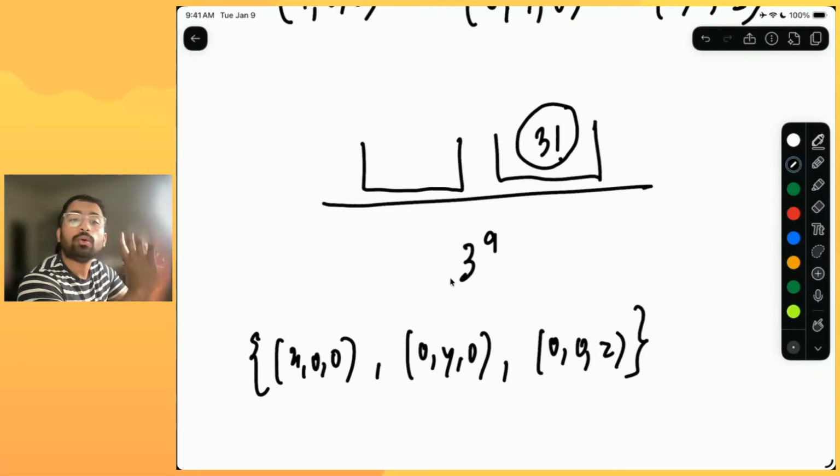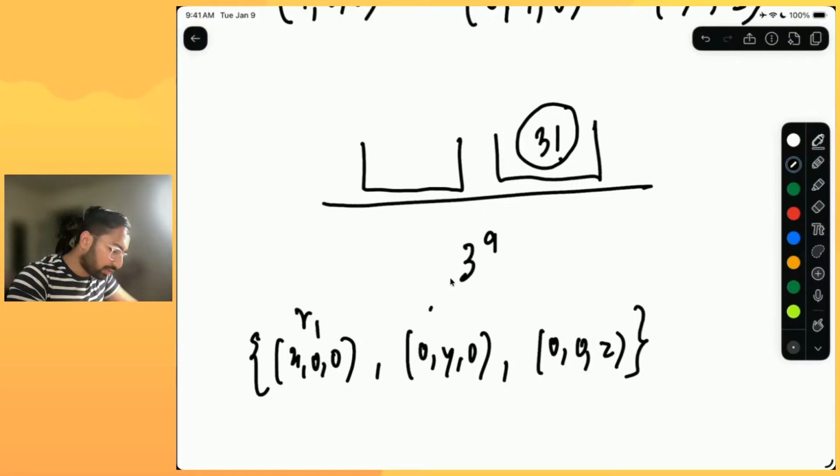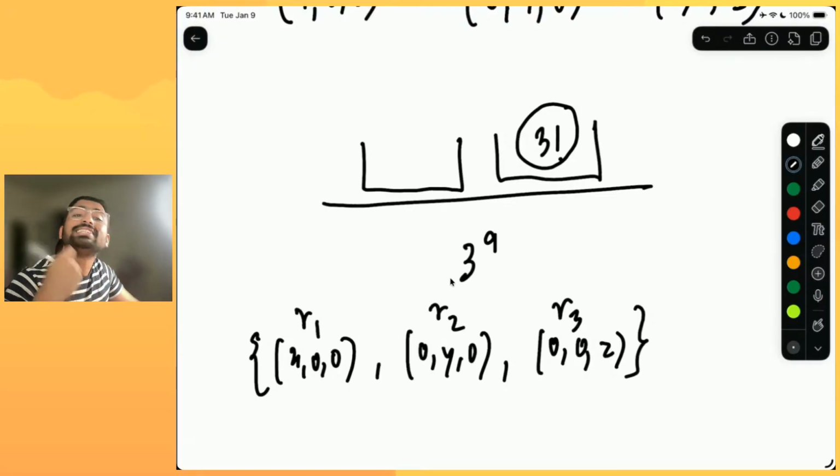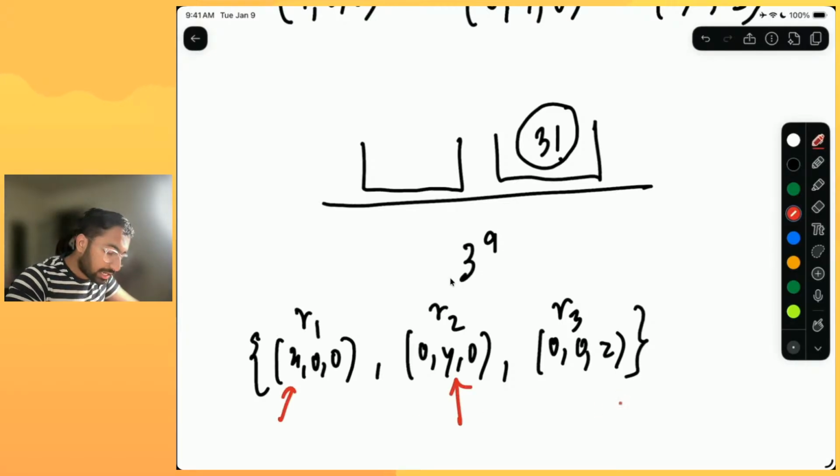Okay, these are all the possibilities, and all of them should actually be appearing. So the final thing that is left is that we have formatted and combined them. Let's say this is R1, R2, R3. The only thing that is left here is what should be the values of x, what should be the values of y, and what should be the values of z.